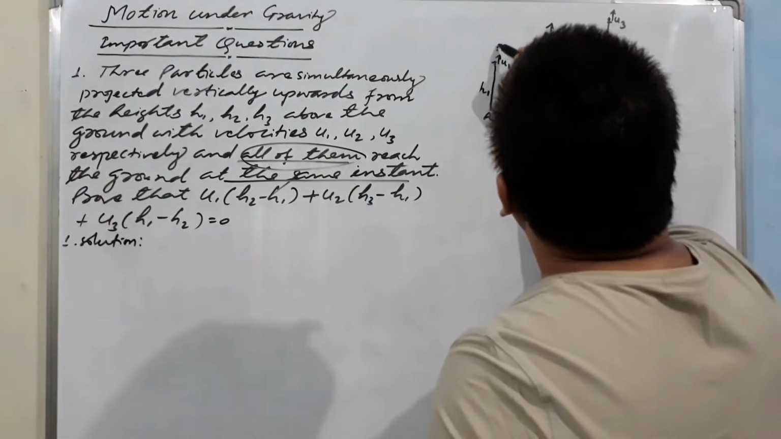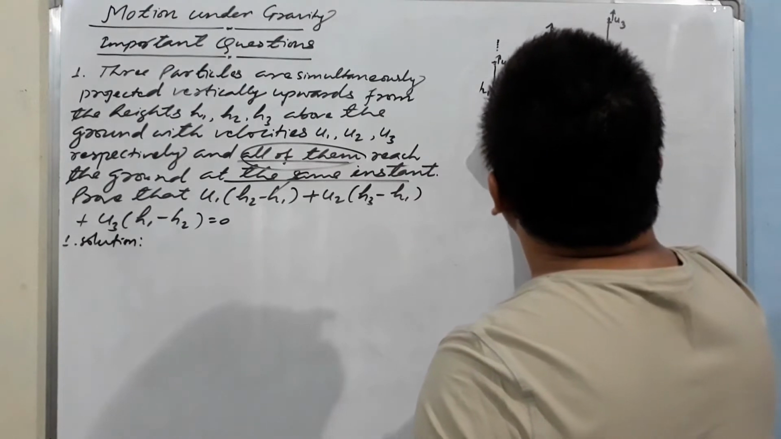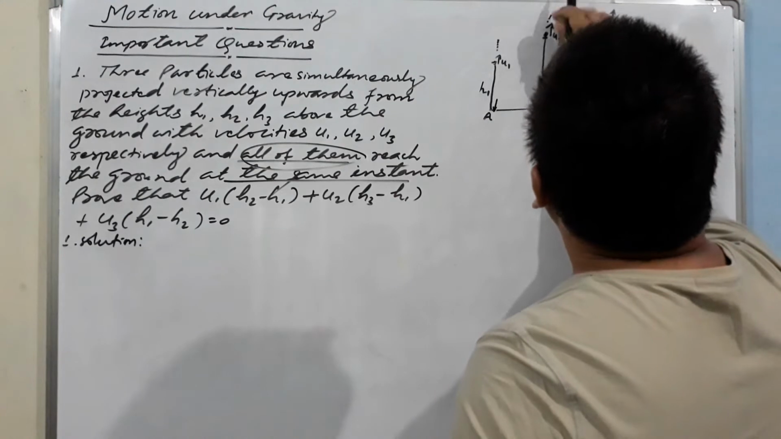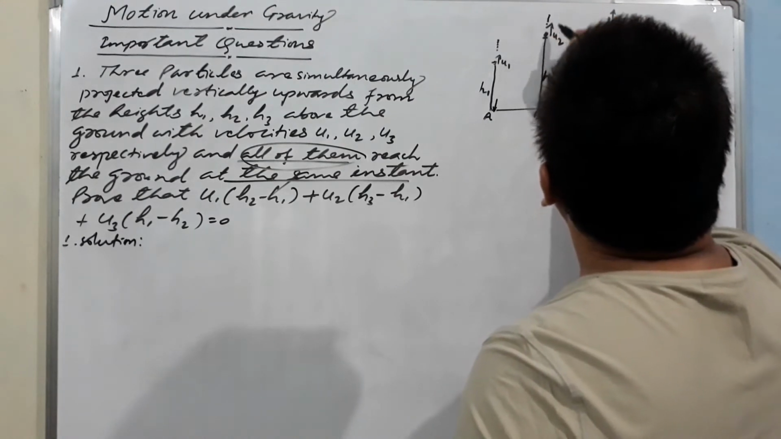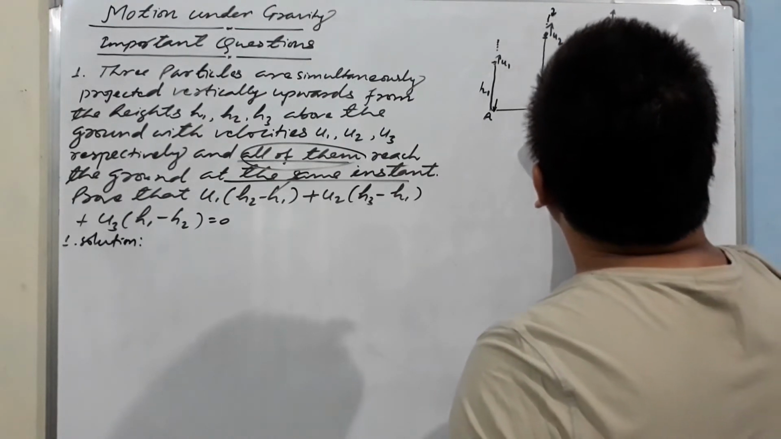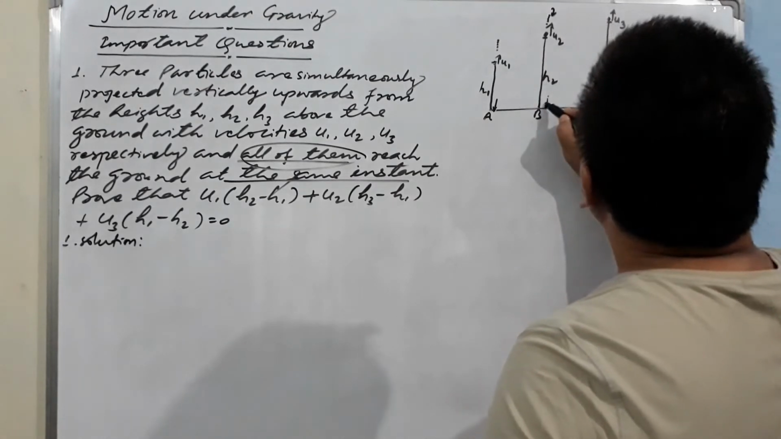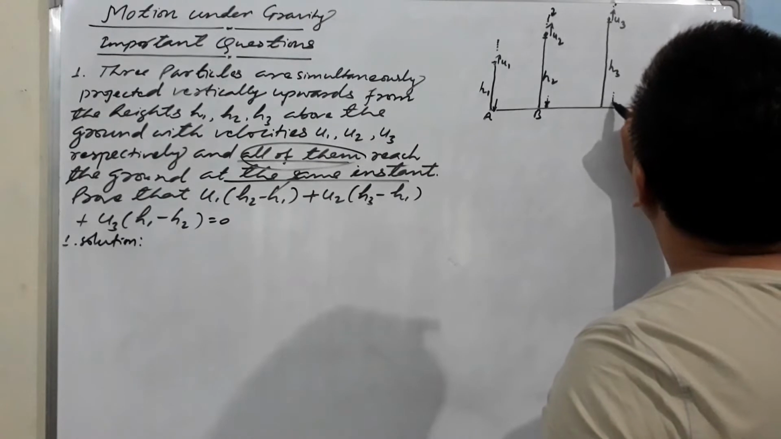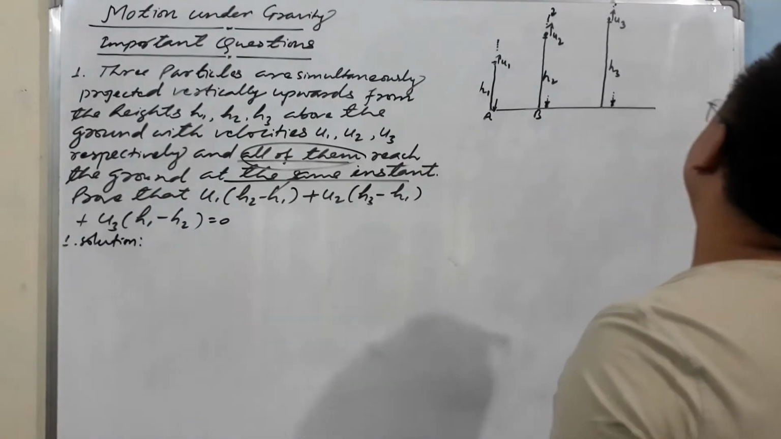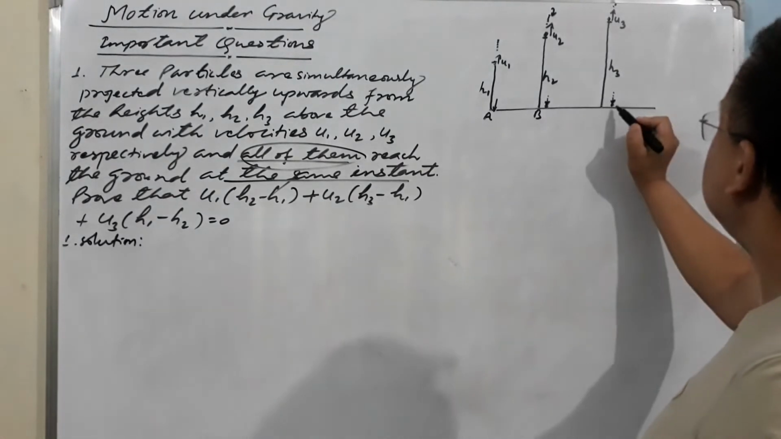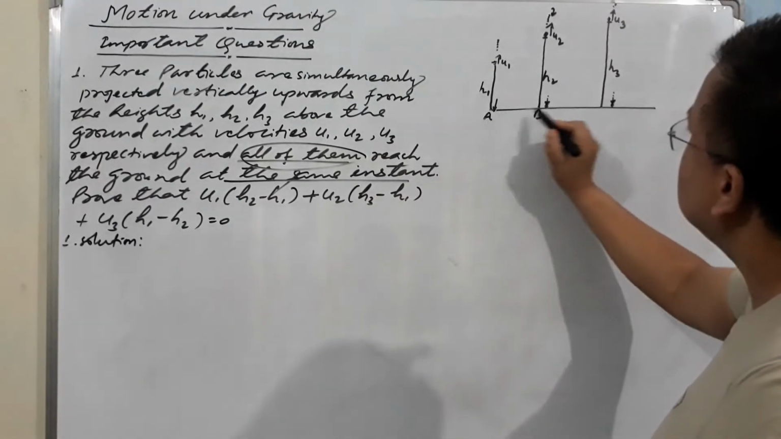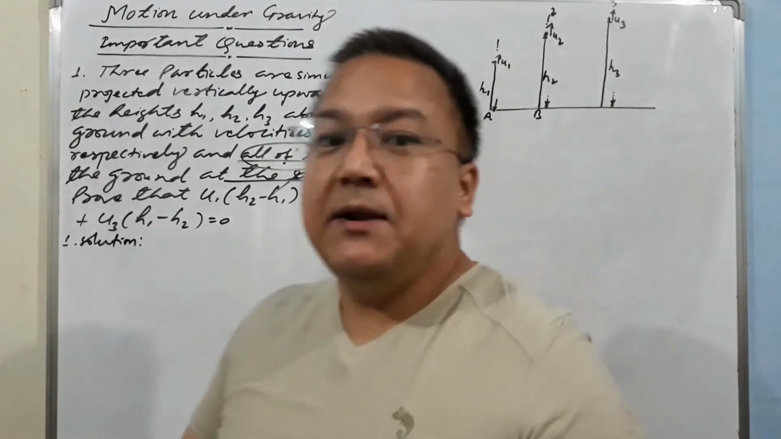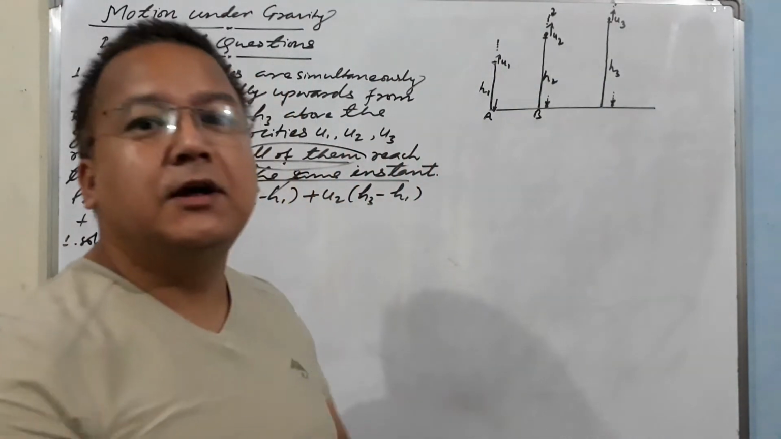Means they strike the ground at the same time. We don't know exactly, but it moves up, and after some time the particle strikes here, and it goes also in the upward direction, and finally the particle strikes here. But all these particles strike at the same time. This means they take the same time to come back to the ground.